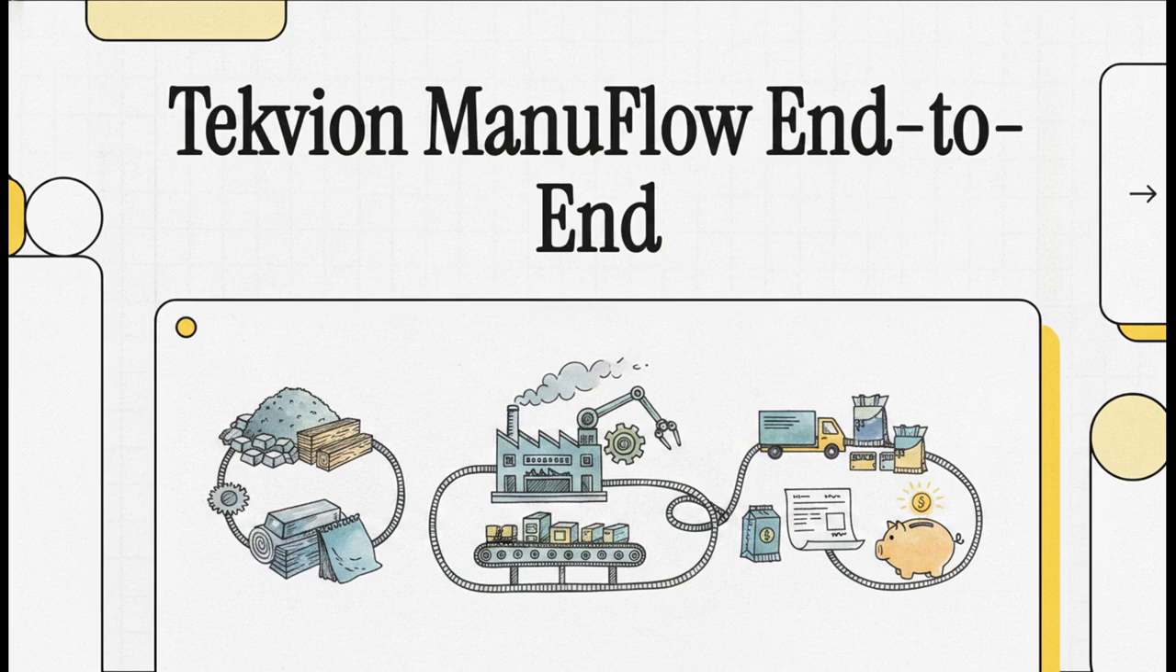All right, let's jump right into this explainer. Today, we're going to demystify a really feature-dense manufacturing ERP by walking through a complete end-to-end business lifecycle using Tekvion ManuFlow. If you've ever felt totally overwhelmed trying to figure out how a raw material actually transforms into a build product on the system side, well, you're in the right place. We are going to trace that entire unbroken thread.